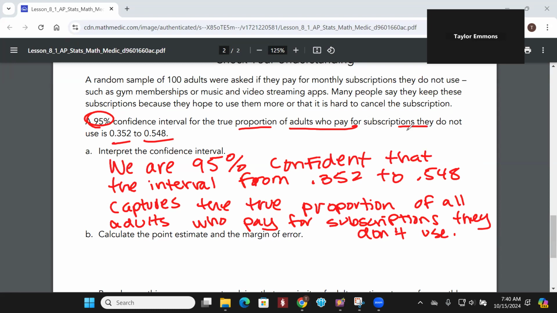All right, so now we're going to calculate the point estimate and the margin of error. So you're going to do the exact same thing that we did on number 7 on the previous page. Go ahead and take a moment, go ahead and find the point estimate and then find the margin of error.